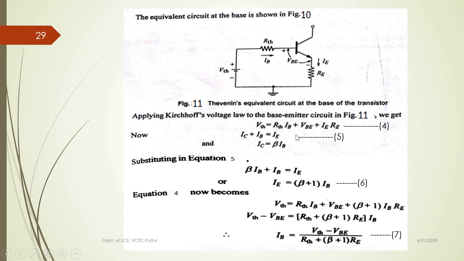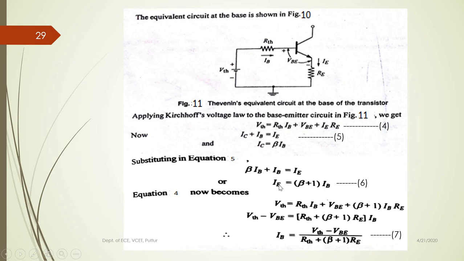And then we know IC plus IB is equal to IE and IC is equal to beta times IB. So when you substitute beta IB in this equation, you will be getting it in terms of IB only on the left hand side. So take IB outside, you will be getting IE as beta plus 1 into IB. Now you substitute this IE value in this equation, so you will be getting the terms in terms of IB. So IB is common, so you can obtain the equation for IB by rearranging this as VTH minus VBE divided by RTH plus beta plus 1 into RE.